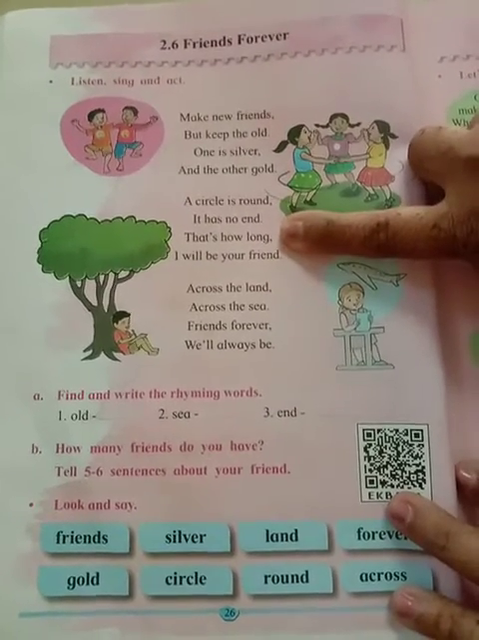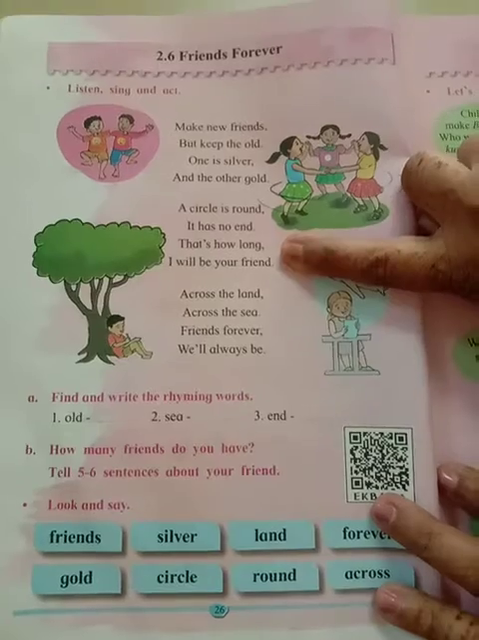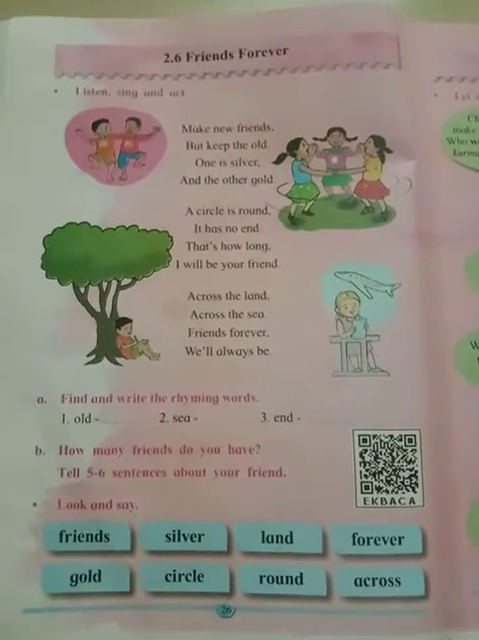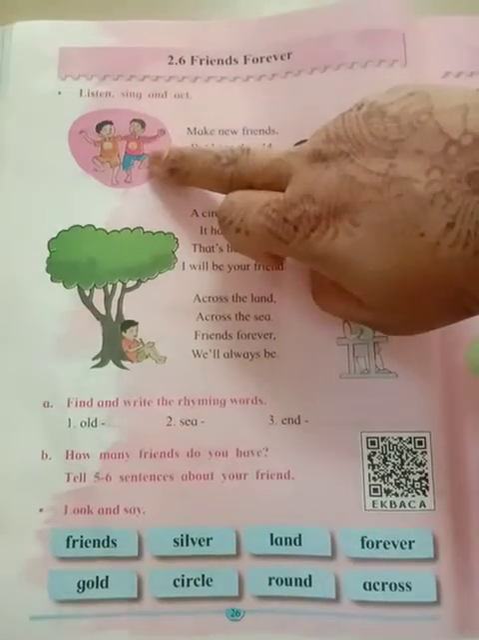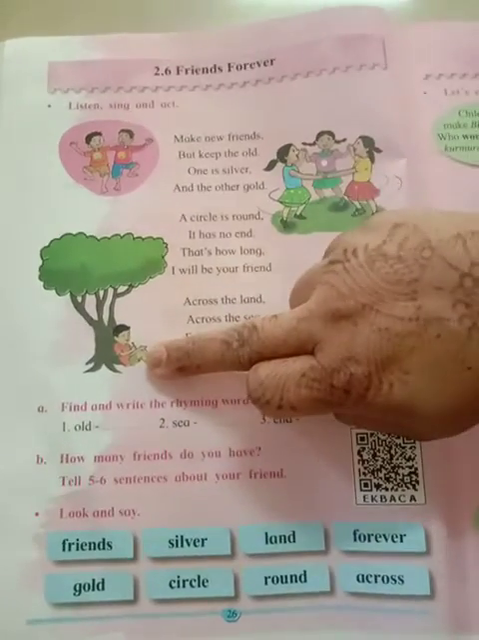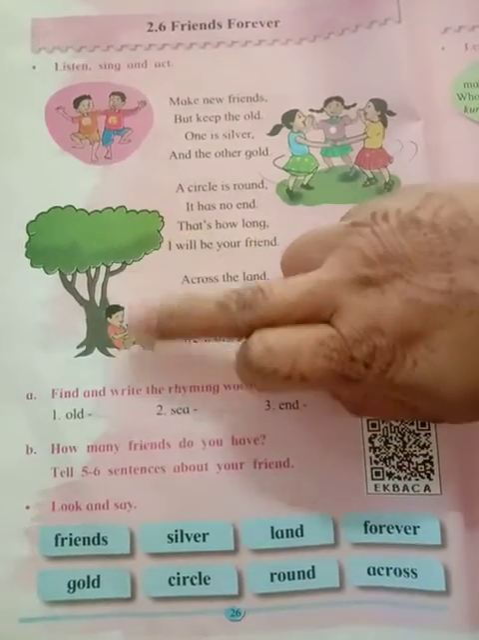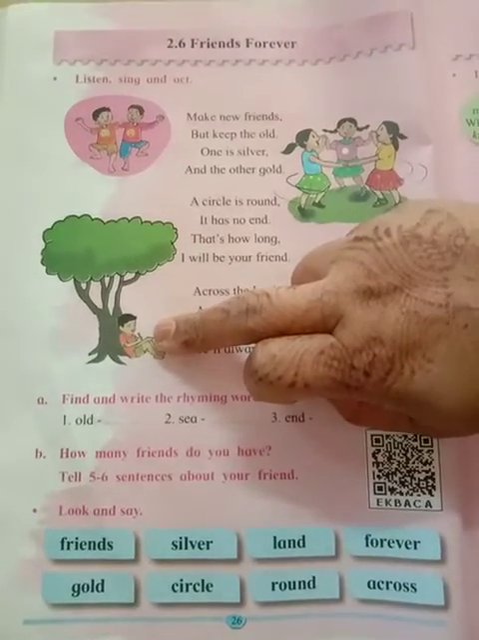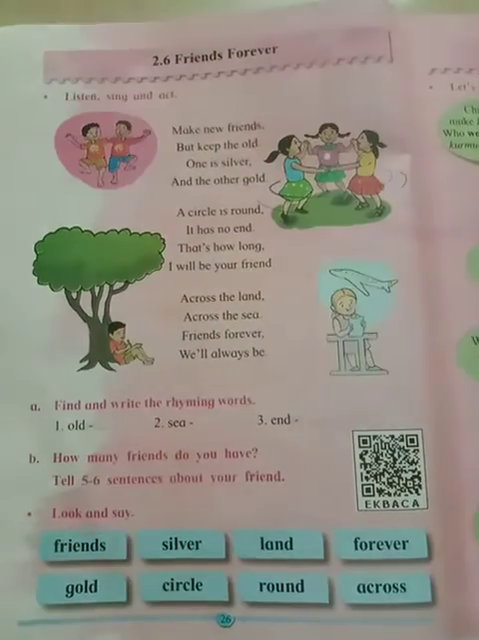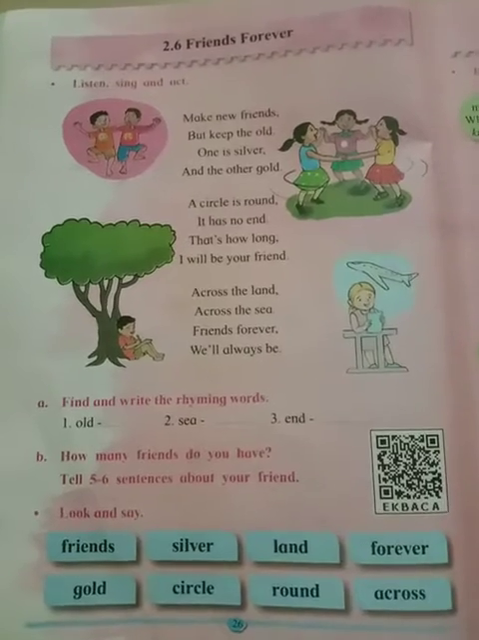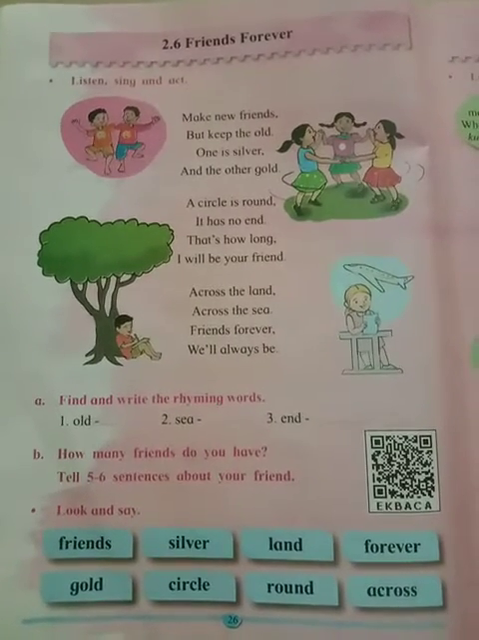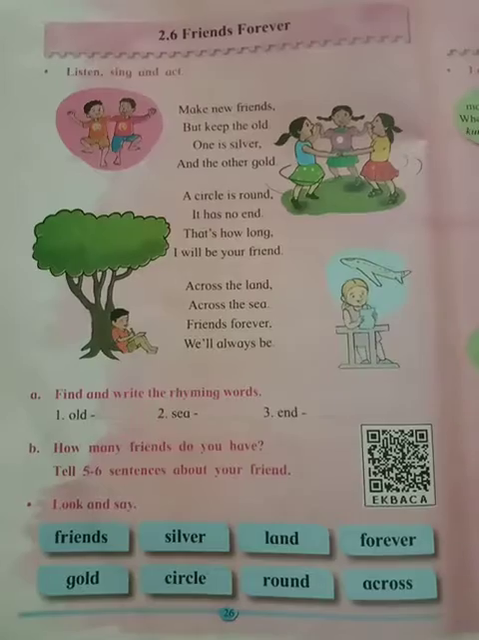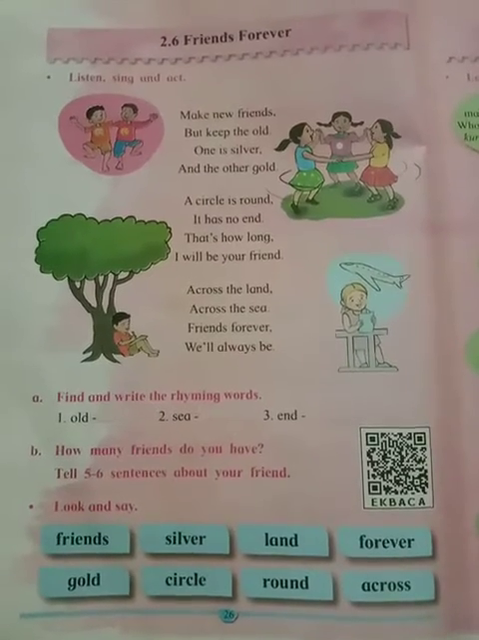That's how long I will be your friend. So the friends are telling each other. See here, two friends you will be able to see. Now this is a tree and this is a boy. So they both are also friends. So what are they telling to each other? Like the circle is in the round shape, likewise our friendship also will be up to a long life. It will never get ended.